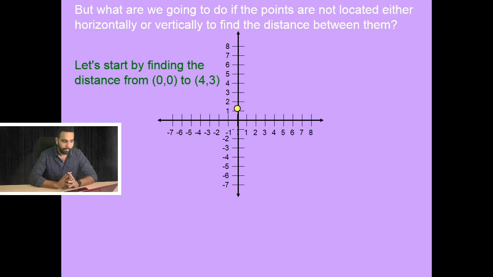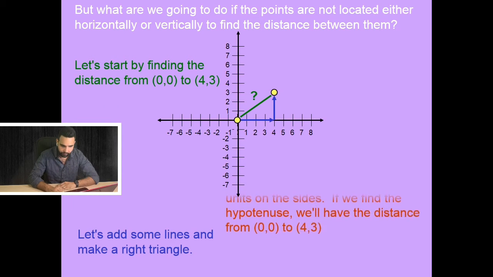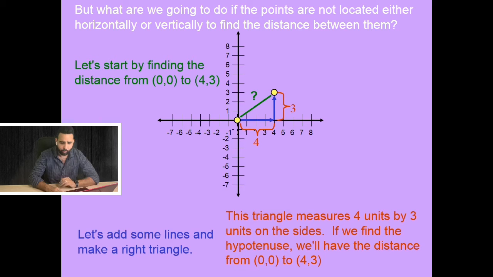For example, let's start by finding the distance from (0, 0), which is called the origin, to (4, 3). How do we find the distance between these 2 points? Let's add some lines and make a right angle triangle. So here we have 2 sides, okay? The side from 0 to 4 equals 4 unit lengths, and this side is 3 unit lengths. Now we have a right angle triangle with sides measuring 4 units and 3 units.